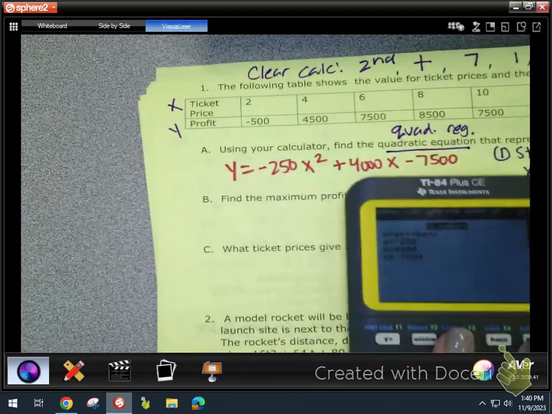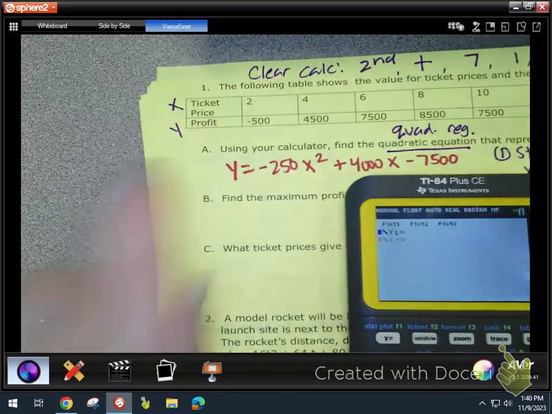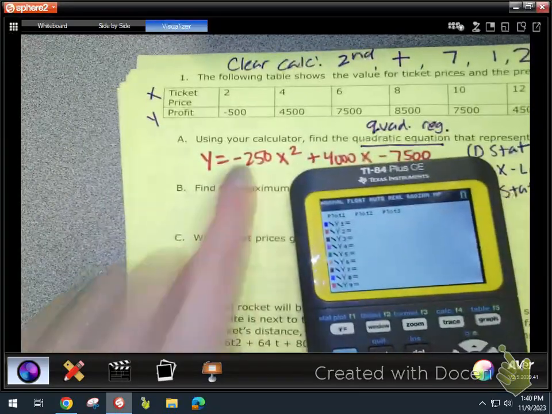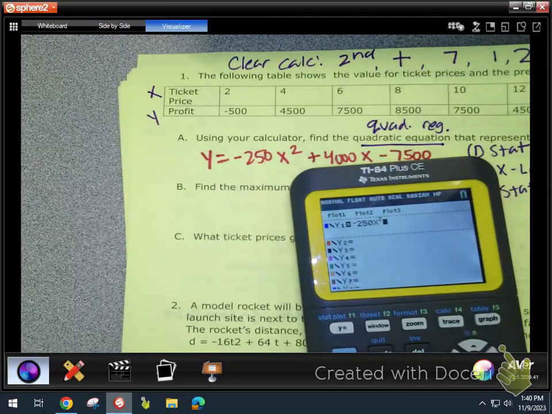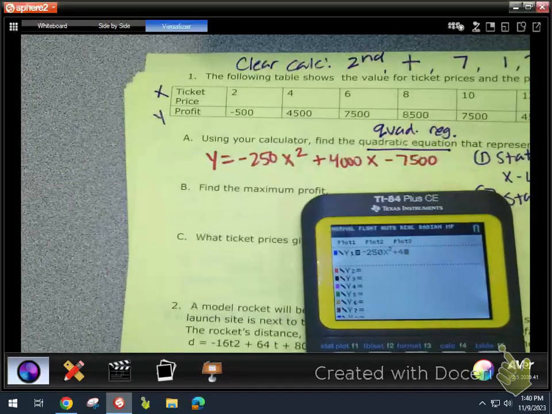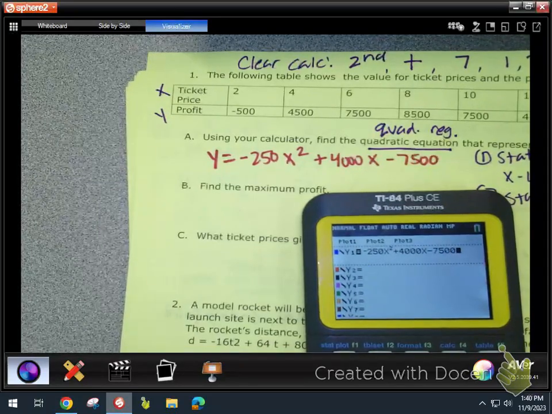And here's where this calculator stuff can get a little tricky. So let's put our equation, which we wrote down, in Y equals negative 250. Wait, how do you do that? Click Y equals. You type it. Just click Y equals, and then plus 4,000x. It just keeps getting skinnier.